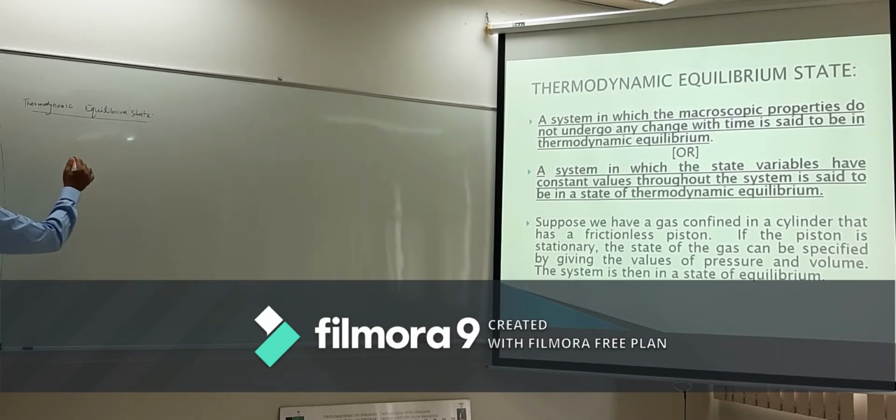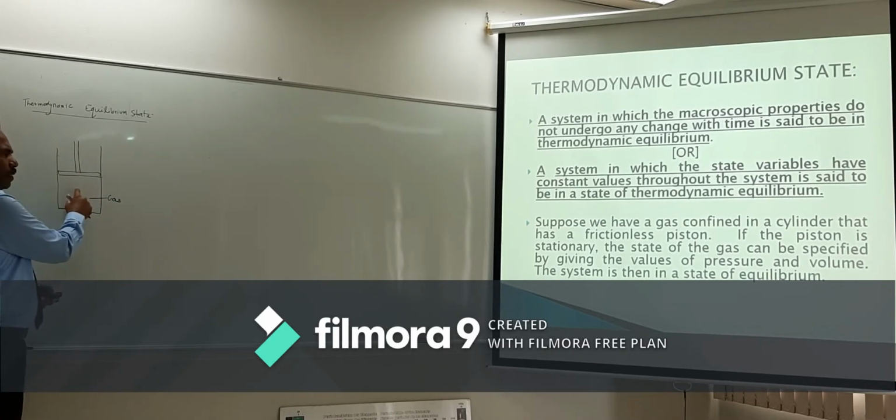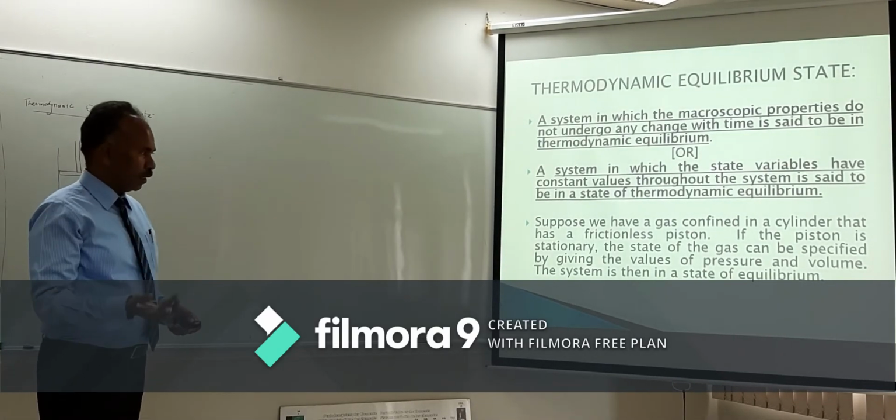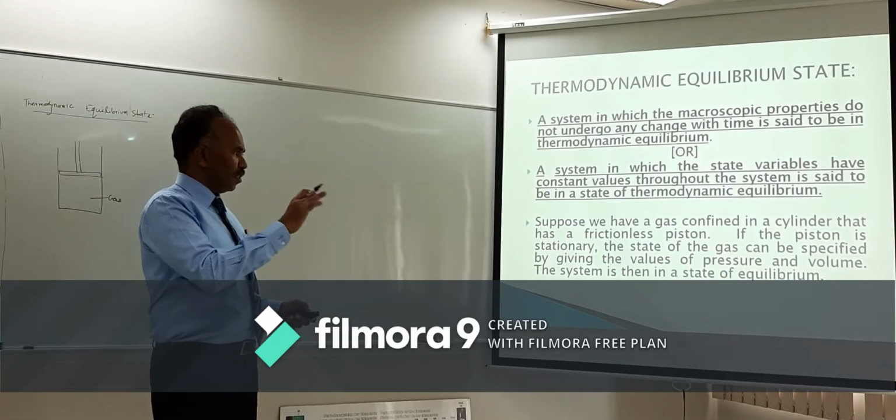Suppose we have a gas confined in a cylinder that has a frictionless piston. Here the gas is there. So look at this one. The piston is stationary, it's not moving. The state of the gas can be specified by giving the values of pressure and volume. The system is then in a state of equilibrium. So we can specify it when the piston is stationary.